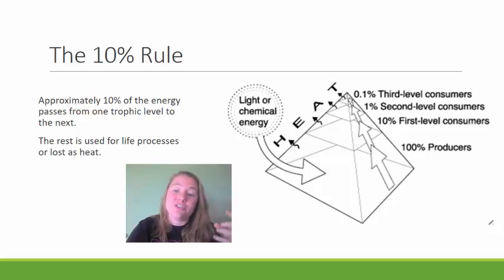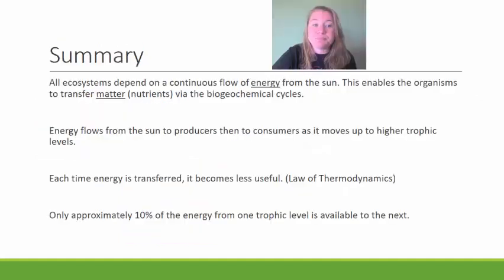Now, of that energy that is at the primary consumer level, again, only 10% moves to the next level. So our secondary consumers actually only have 1% of the energy that was available for our producers. So because we're losing so much energy at each energy transfer level, that means that there's not a whole lot of energy available at the top level of the food chain.